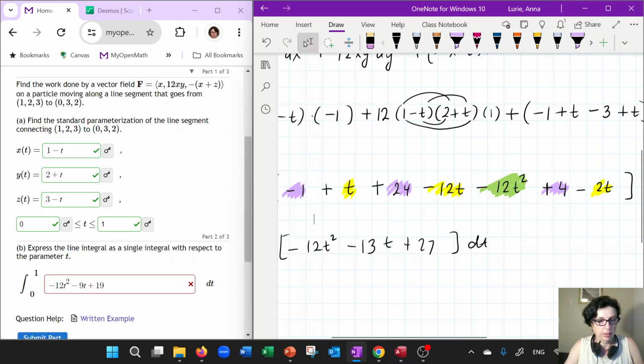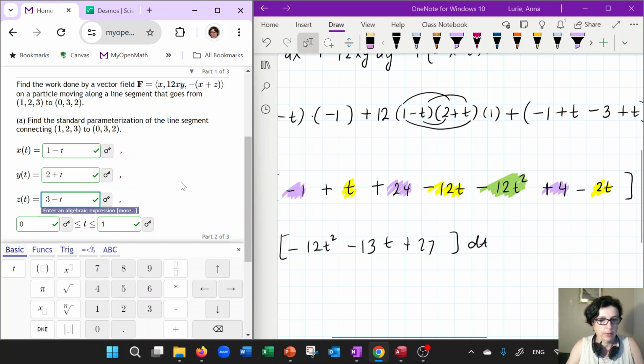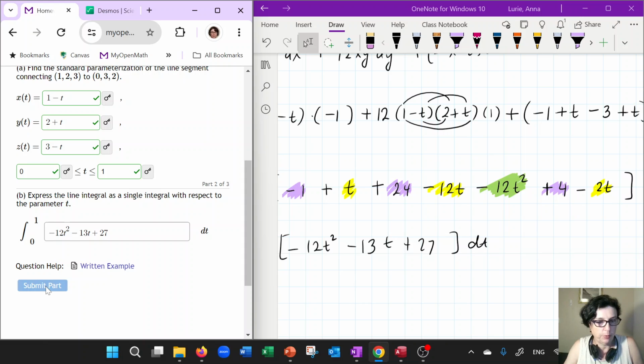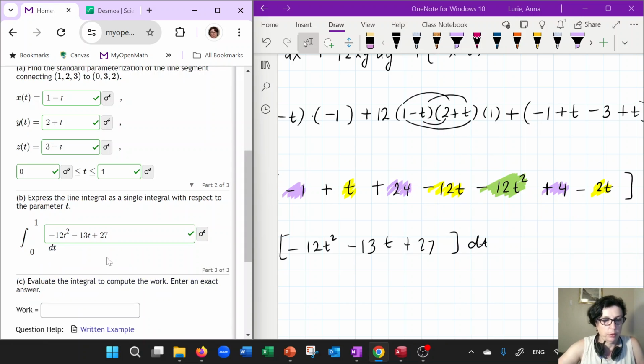Okay, let's try this again. And if this doesn't work, I will quit being a math teacher and switch to Zumba. No, it does work. Okay, yay.